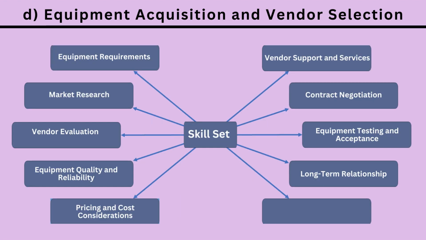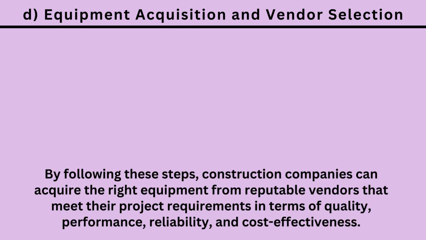1. Equipment requirements. 2. Market research. 3. Vendor evaluation. 4. Equipment quality and reliability. 5. Pricing and cost considerations. 6. Vendor support and services. 7. Contract negotiation. 8. Equipment testing and acceptance. 9. Long-term relationship. By following these steps, construction companies can acquire the right equipment from reputable vendors that meet their project requirements in terms of quality, performance, reliability, and cost-effectiveness.